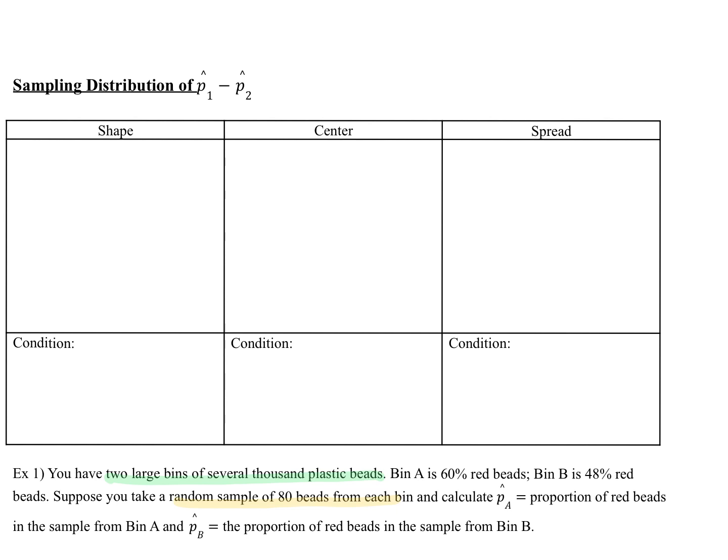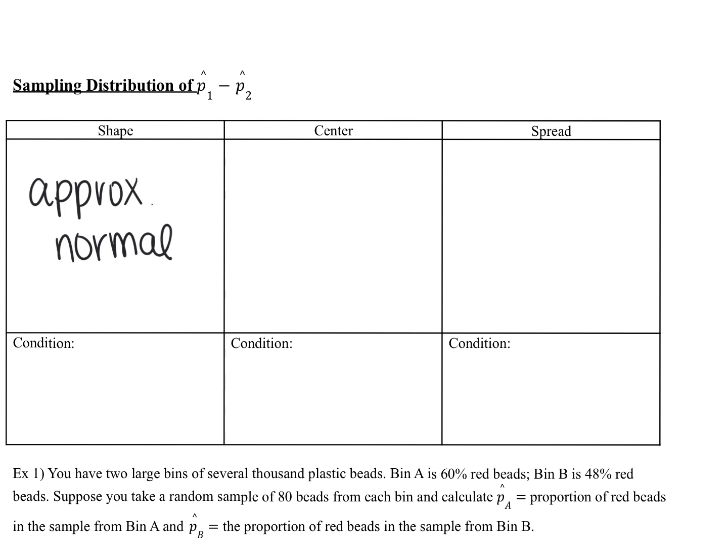So when we are looking at the shapes of sampling distributions, we're looking at the difference P1 hat minus P2 hat. That's the typical setup. You could do it the other way, P2 hat minus P1 hat, depending on what you're trying to find probability-wise. But typically it's P1 minus P2. So for our shape, just like when we were looking at one sampling distribution, this shape should be approximately normal.